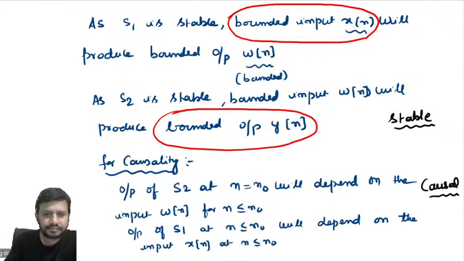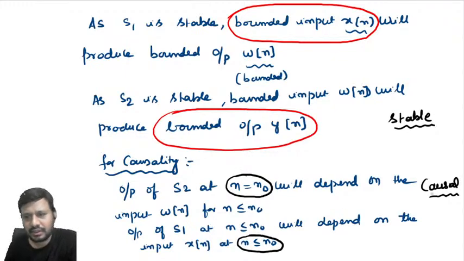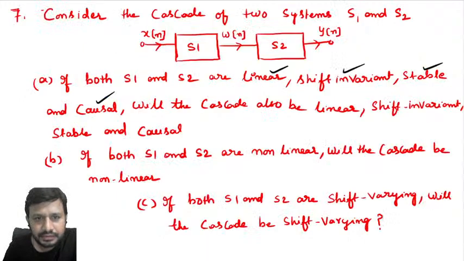Clear? If you observe the overall input output relationship, output at any time instant is depending on the input at the present or past. So overall system is causal. Yes. Please verify. Now let's look at the second part.